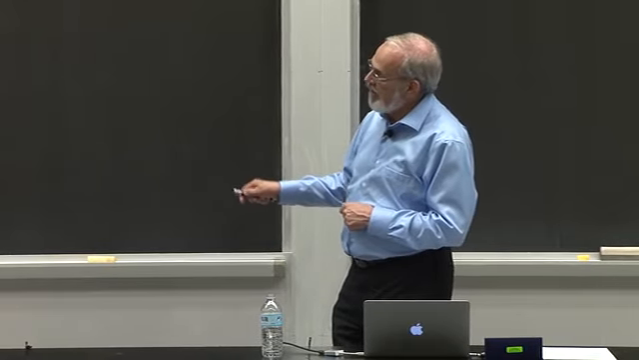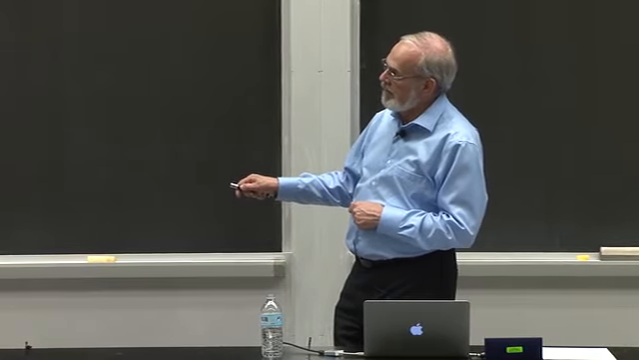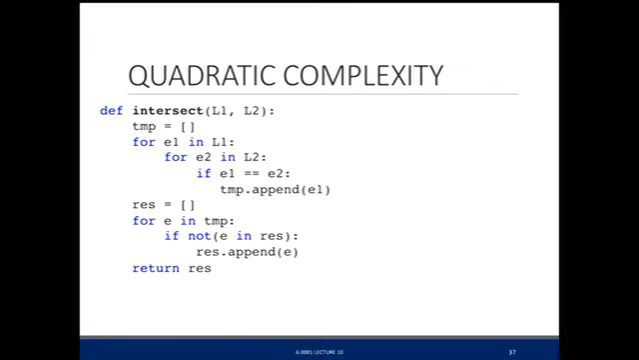I need to look at this piece, then I need to look at that piece. This piece, well, it's order length L1 to do the outer loop. For each version of E1, I've got to do order of length L2 things inside to accumulate them. So that's quadratic.